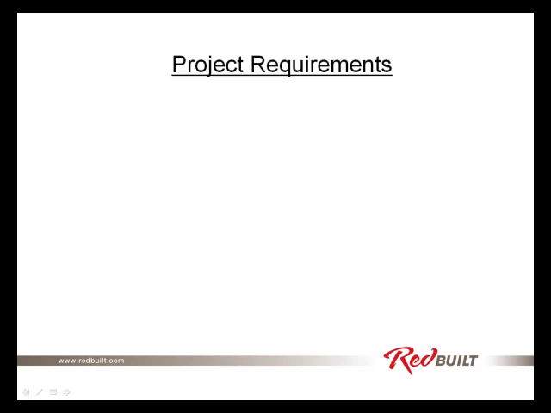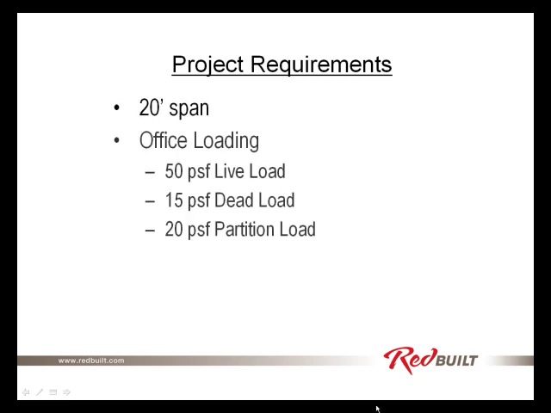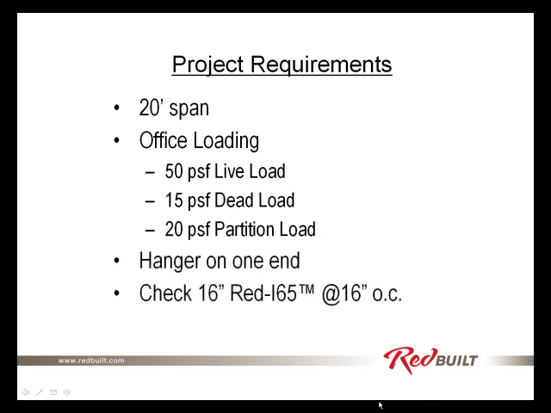Before we get into the overview, let's outline the requirements of our sample project. We have a 20-foot span. We have an office condition, so we want an office loading of 50 pounds per square foot live load, 15 pounds per square foot dead load, and 20 pounds per square foot partition load. On one of the ends, we're going to put a hanger, and we want to check for a 16-inch RedEye 65 at 16 inches on center.